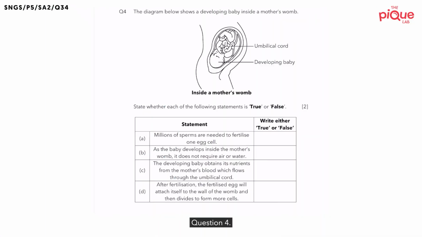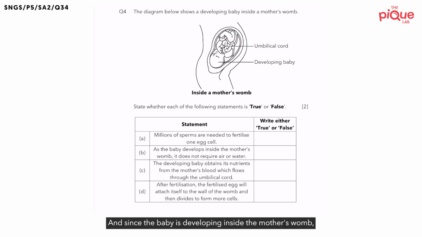Question 4. The diagram below shows a developing baby inside a mother's womb. And since the baby is developing inside the mother's womb, the baby must be connected to the mother. But how is the baby connected to the mother? It is through a tube, also known as the umbilical cord. And on which part of the baby's body does the umbilical cord connect to? It is at the belly button.